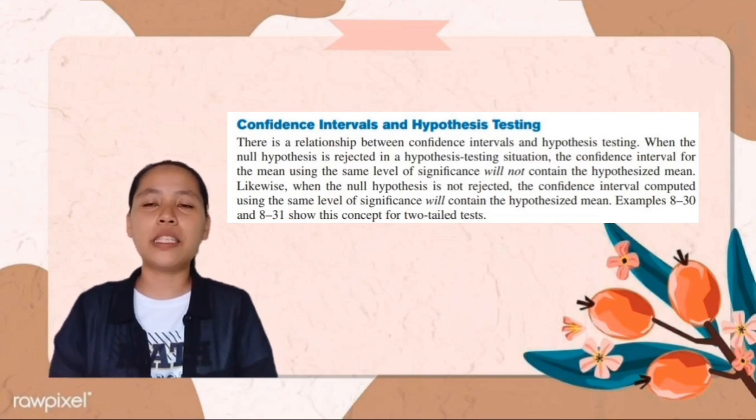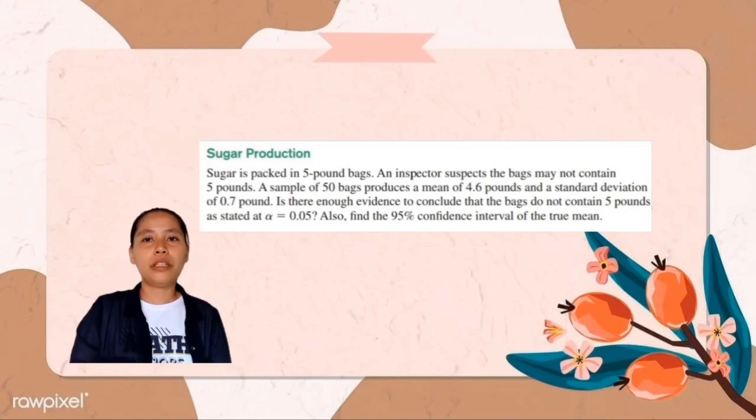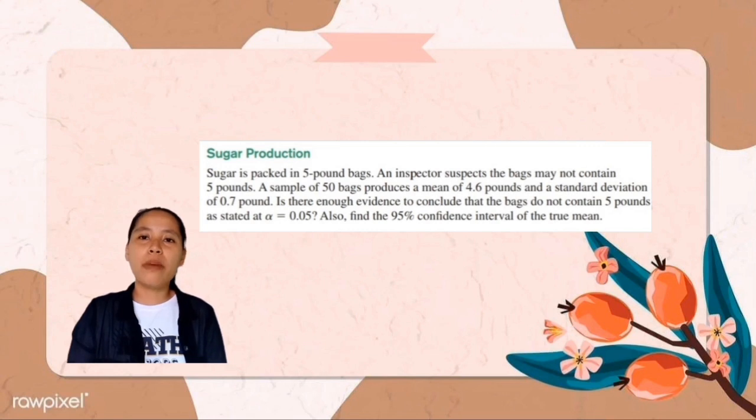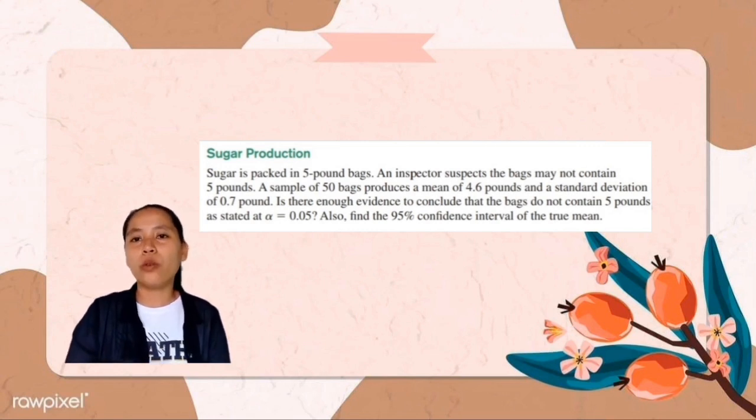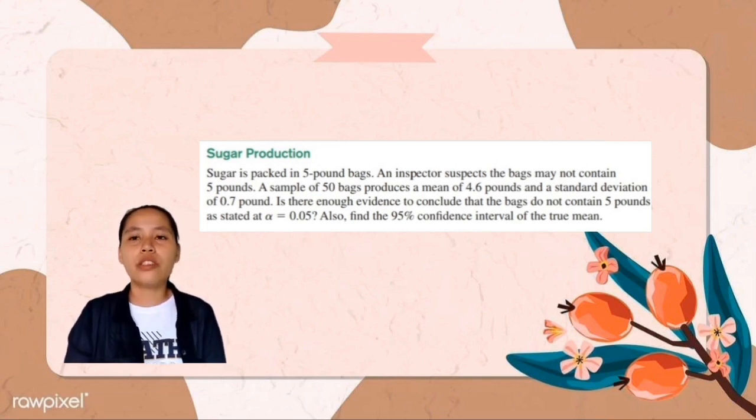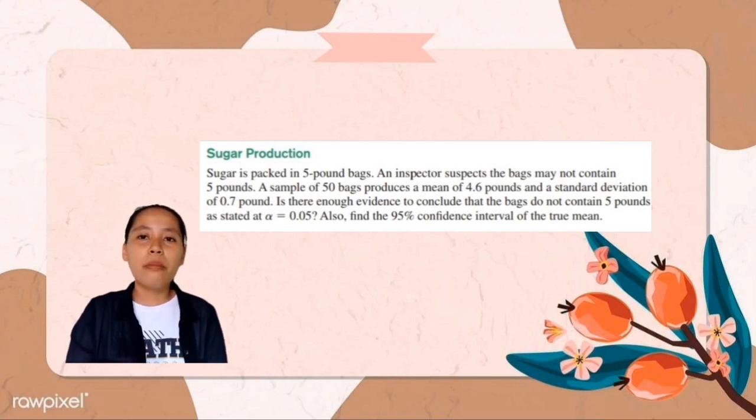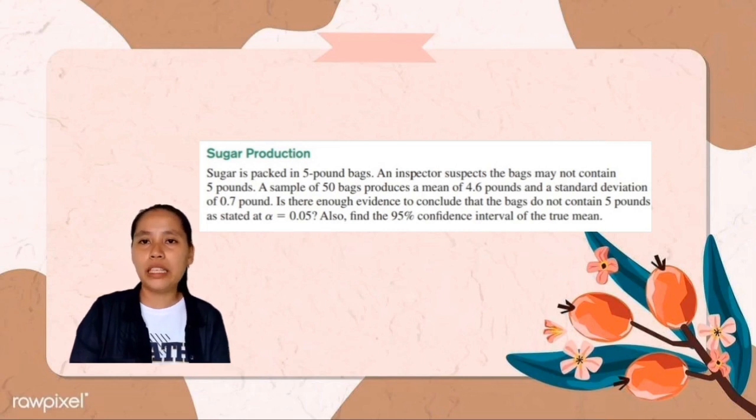the hypothesized mean. For example, sugar is packed in 5-pound bags. An inspector suspects the bags may not contain 5 pounds. A sample of 50 bags produces a mean of 4.6 pounds and a standard deviation of 0.7 pound. Is there enough evidence to conclude that the bags do not contain 5 pounds as stated at alpha equal to 0.05? Also, find the 95% confidence interval of the true mean.